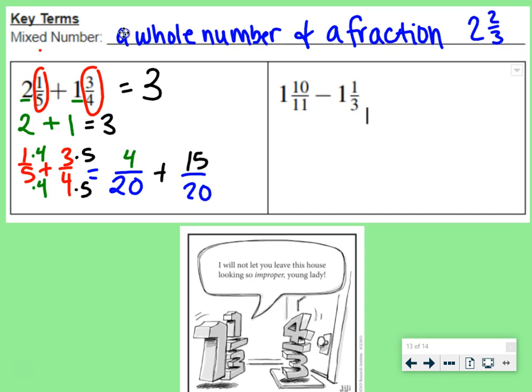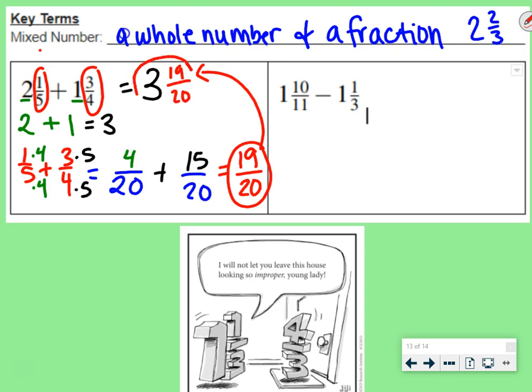Add them together, 4 20ths plus 15 20ths. 4 plus 15 is 19, and it's still 20ths. So then this piece comes up to join the 3. So it'd be 3 and 19 20ths, and that's our final answer.